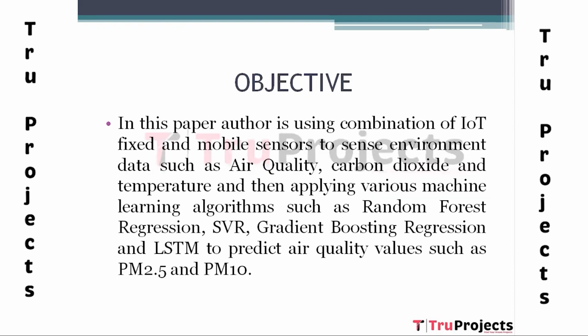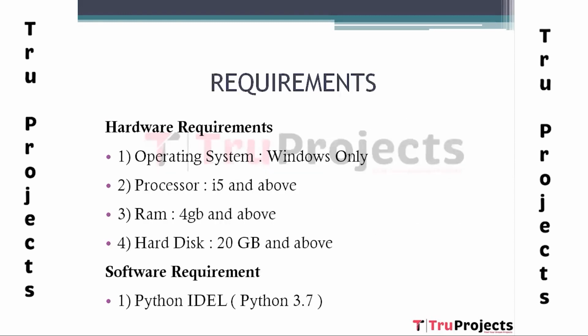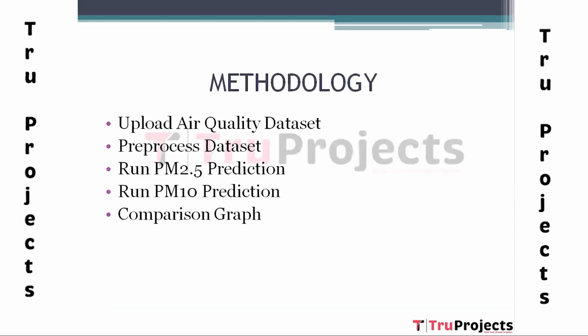In this project, we are going to mainly focus on the prediction of air quality by using fixed and mobile sensors to sense environment data, by using different machine learning algorithms such as random forest, support vector regression, gradient boosting regression, and long short-term memory. Hardware requirements: we need operating system Windows, processor i5 and above, RAM 4GB and above, hard disk 20GB and above. Coming to the software requirements, we need to install Python version 3.7.